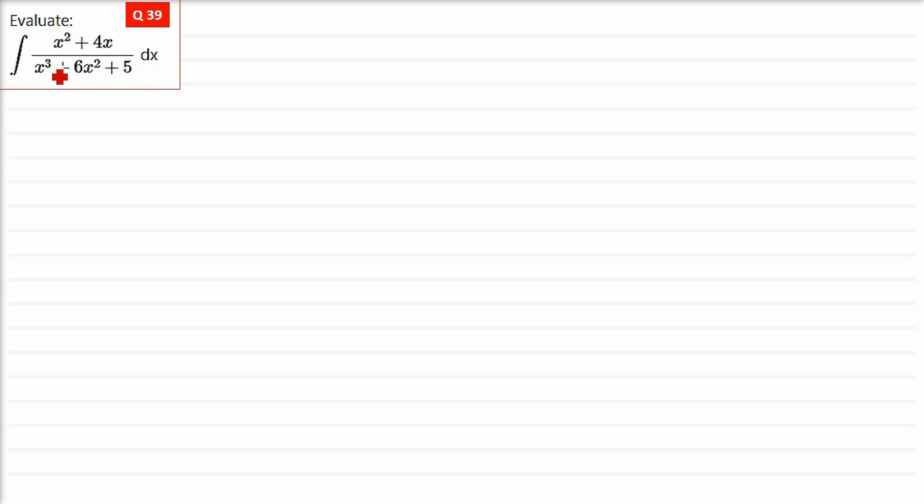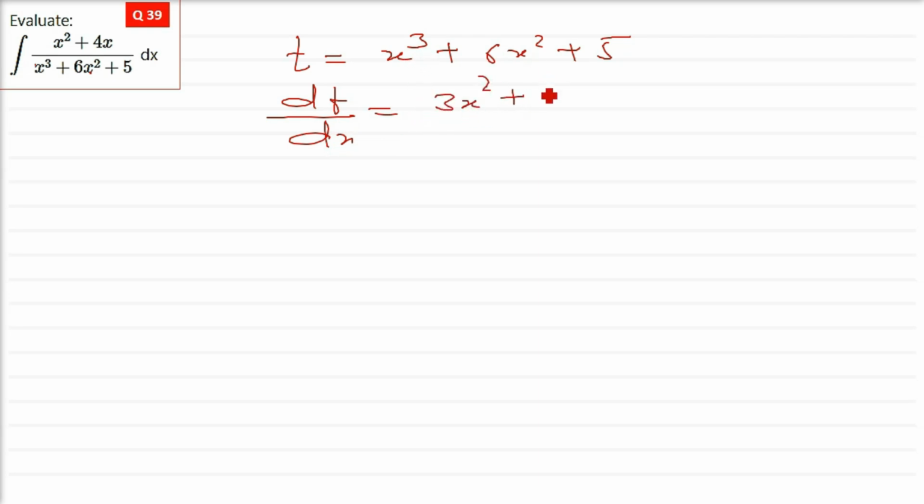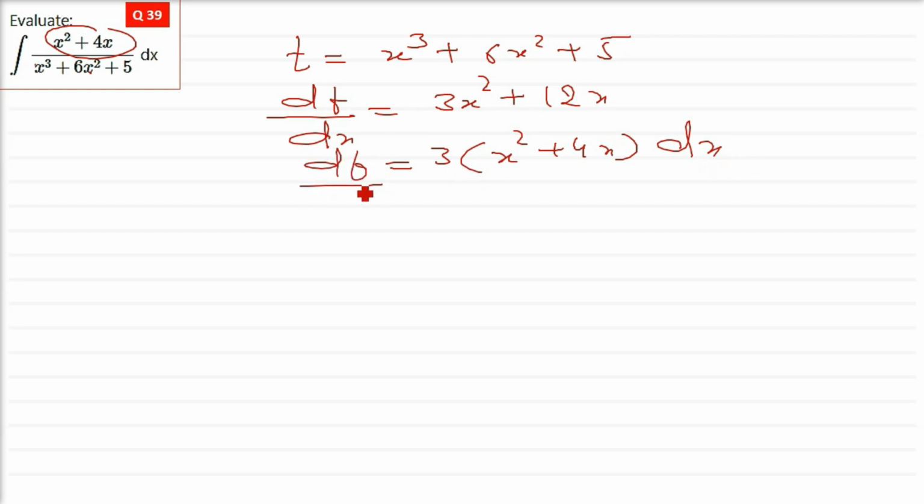Now again, we will just see the denominator. If the denominator is able to provide us the numerator, and if this is the case, this will be simply a log modulus t question. I am suggesting take t equals x cube plus 6x square plus 5, and then dt by dx will be 3x square plus 12x, and when you take this 3 as common, x square plus 4x will come. So dx can go on the right, this will be dt by 3. You can bring this 3 down on the left. So x square plus 4x dx is already in the numerator. This is dt by 3.